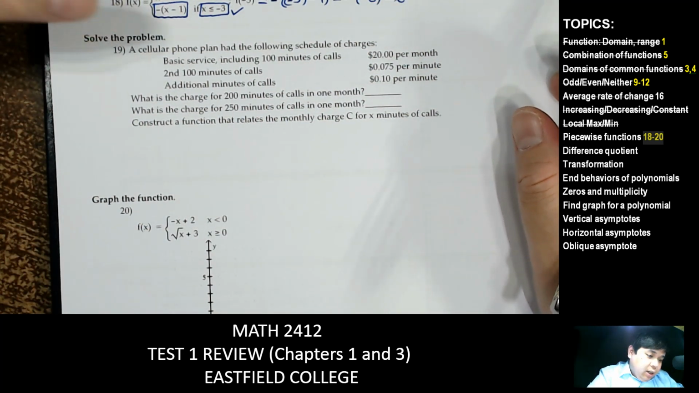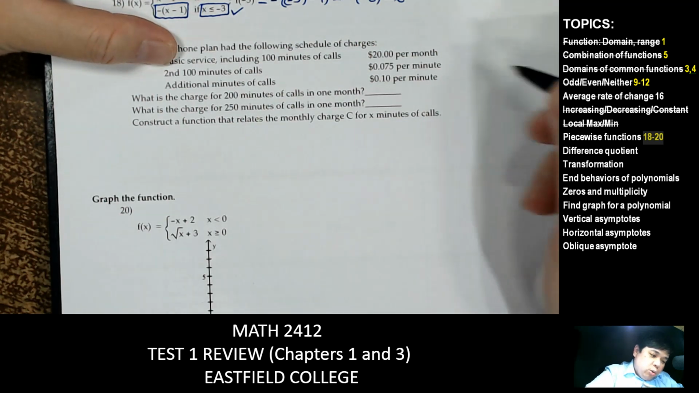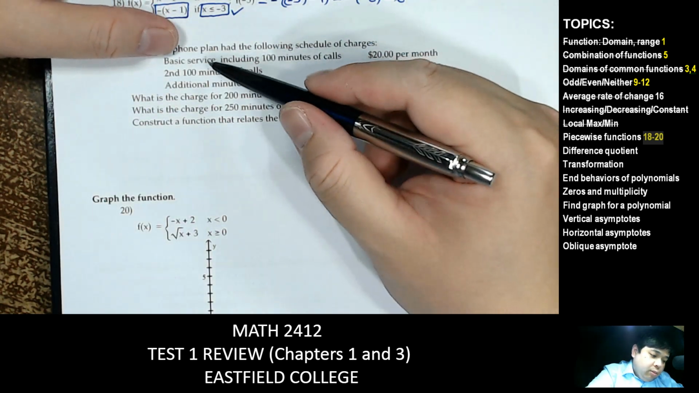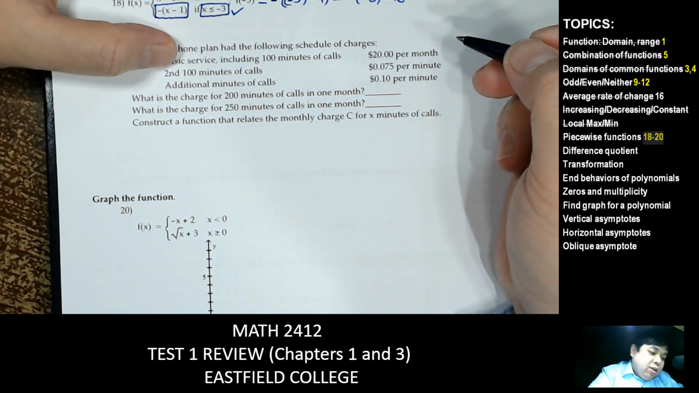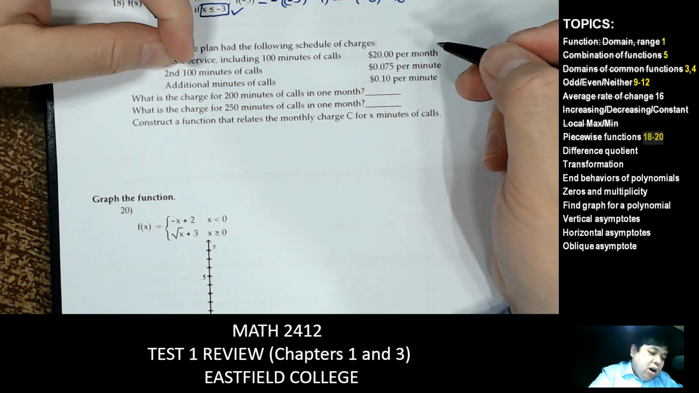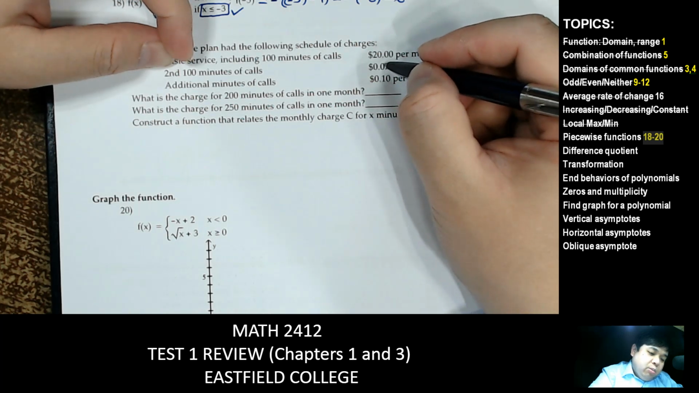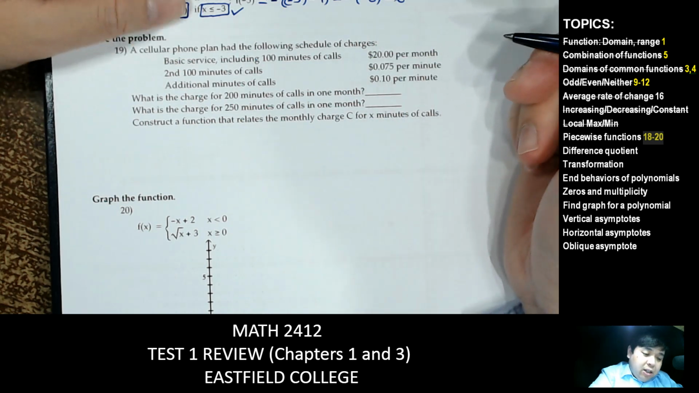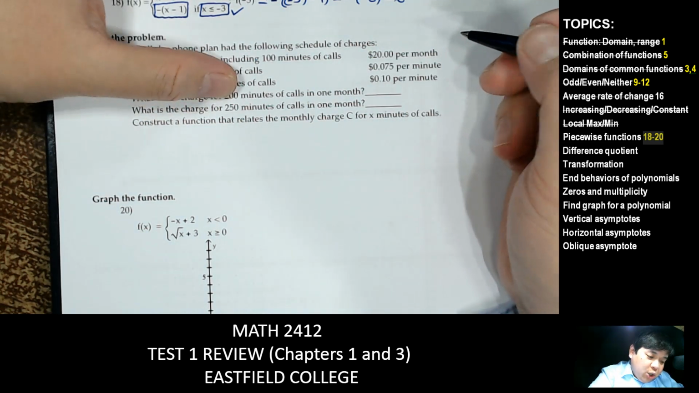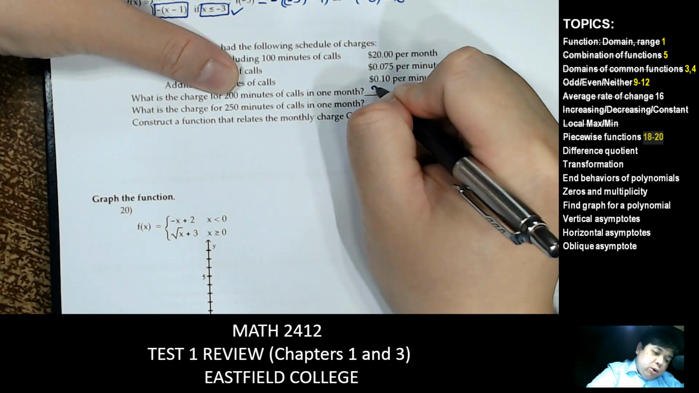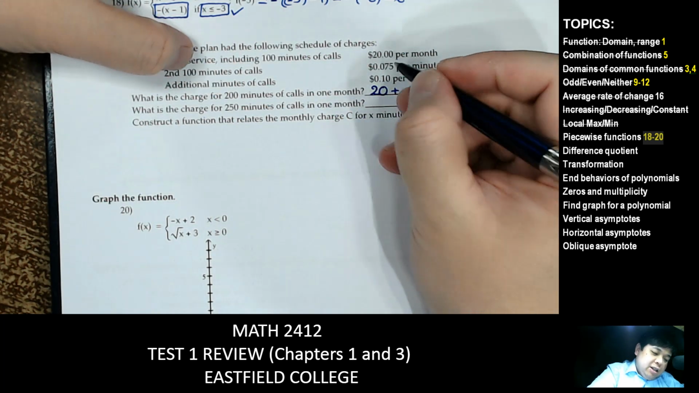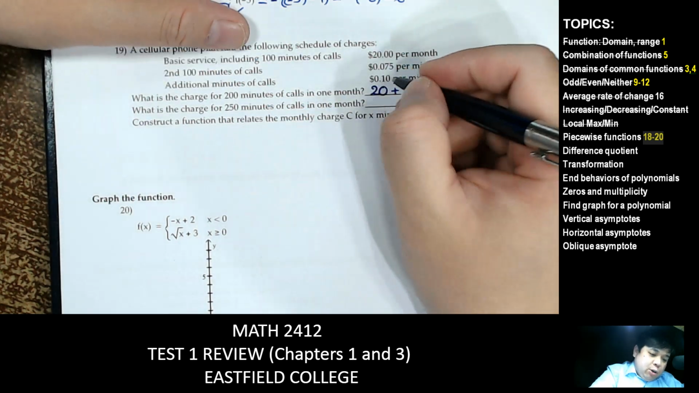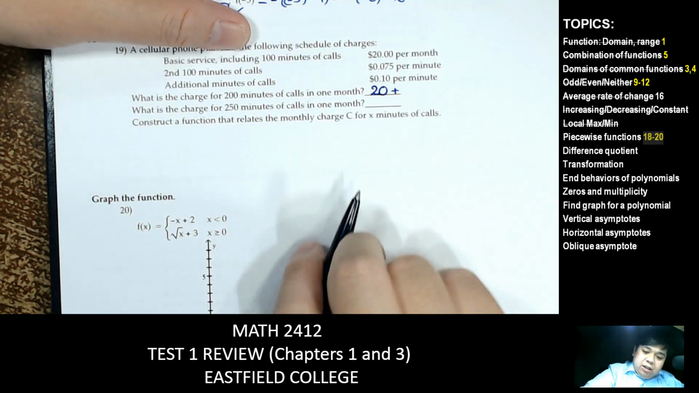19. Our phone plan has a set charge for 100 minutes. The first 100 minutes is $20, and after that the second 100 minutes is 7.5 cents a minute. So to get 200 minutes, first we're going to pay $20 for the first 100 minutes, and then because it's 200, that will be next.